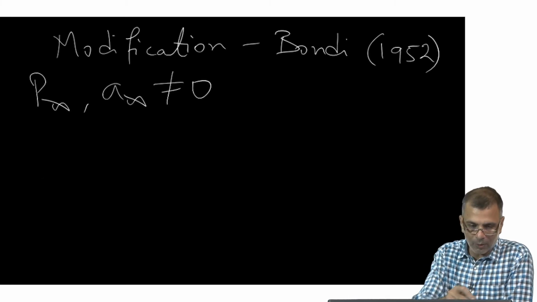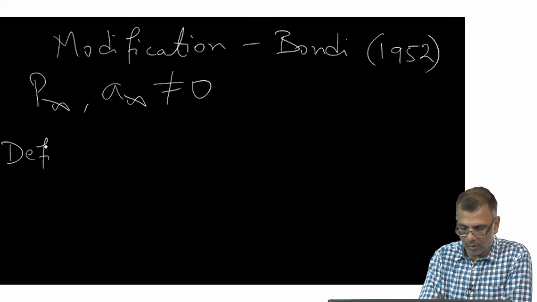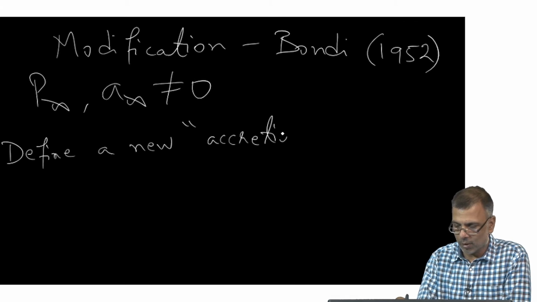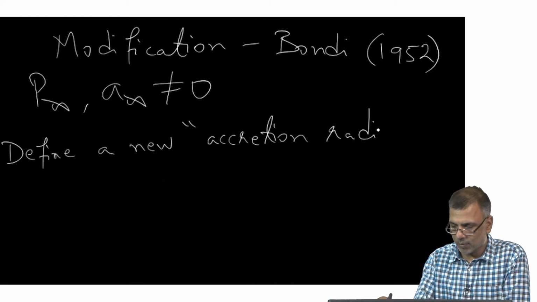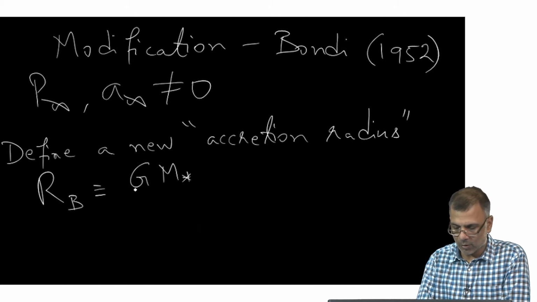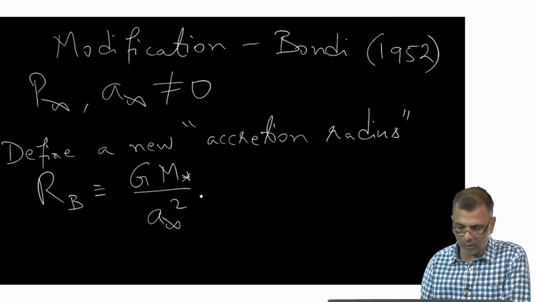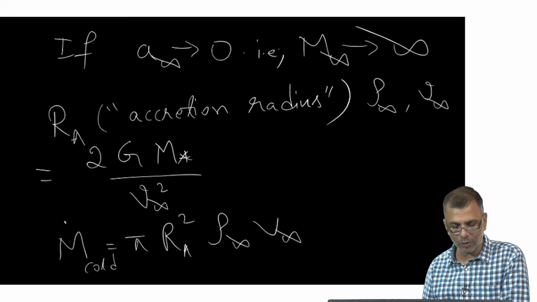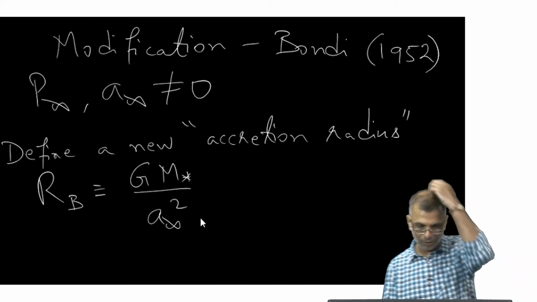So we define a new accretion radius R_B as GM over a infinity squared. Now notice the similarity between this formula and this formula. It's exactly the same, except in the denominator you do not have v infinity squared, you have a infinity squared, and there's a reason for this.